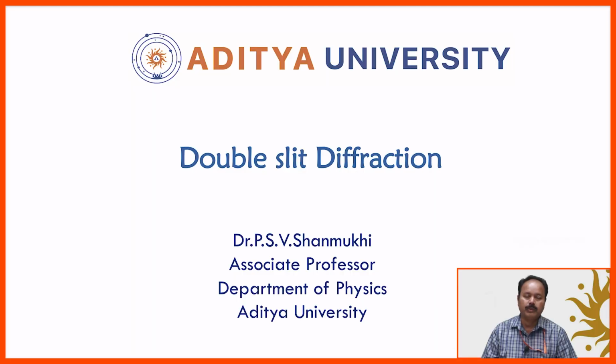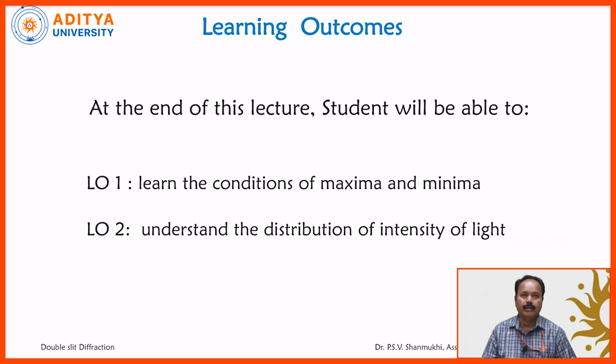Now I am going to explain about the double slit diffraction, that is Fraunhofer diffraction due to double slit. At the end of this lecture, students will be able to understand the conditions of maxima and minima. They can also understand the distribution of intensity due to the Fraunhofer diffraction due to double slit.